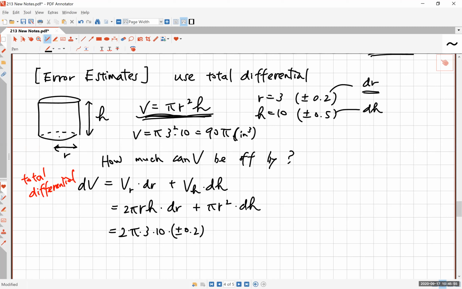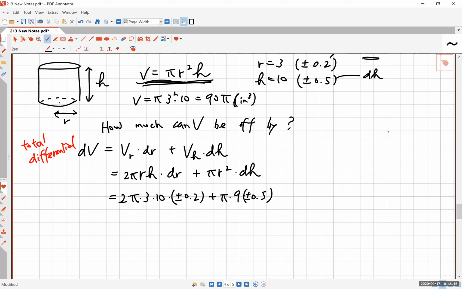Okay, we don't know if it's plus or minus, okay? But it is maximum plus 0.2, and at minimum it's negative 0.2. That's what it means. Plus pi times 3 squared, that's 9, times dh, which is 0.5 plus or minus 0.5. Okay, now you know that this could be, one could be plus and the other could be minus, right? But this can be written as plus or minus. Now let's multiply everything together. Okay, so you have 60 times 0.2, that's 12 pi. And then you have plus or minus 4.5. 9 times 0.5 is 4.5 pi.